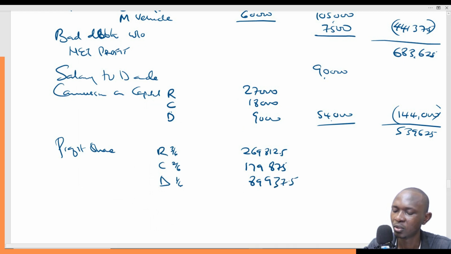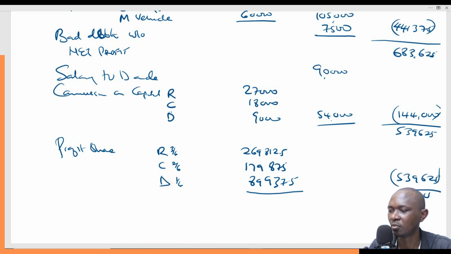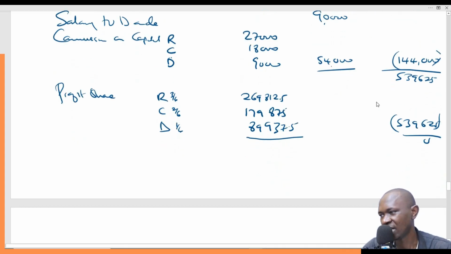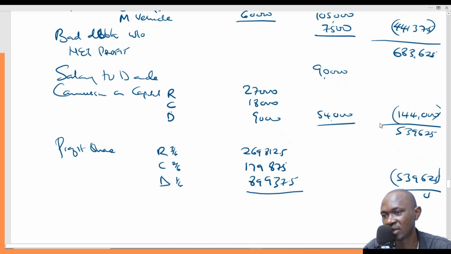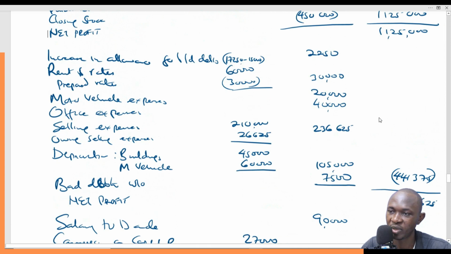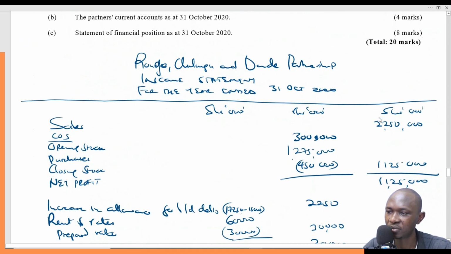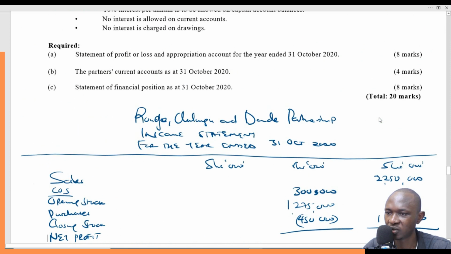So when we add all these three, we should be able to get the same figure, which is 539,625, which will give us a zero balance. That means that the partners will have shared the profit and loss. The entire amount of money that they got as profit will have been distributed to them. That brings us to the end of the first part of this question.